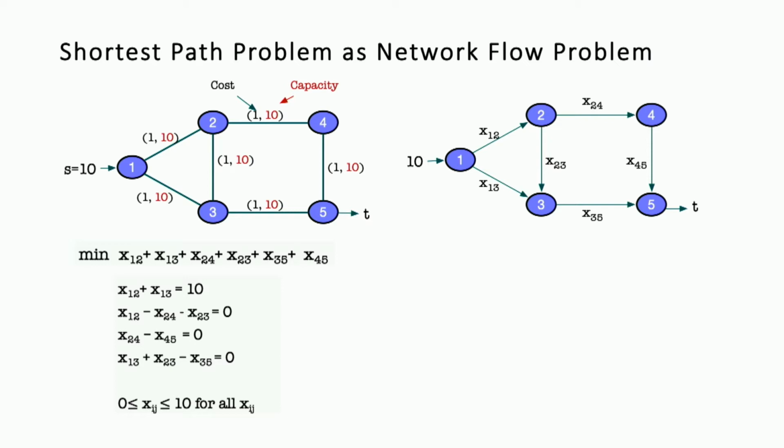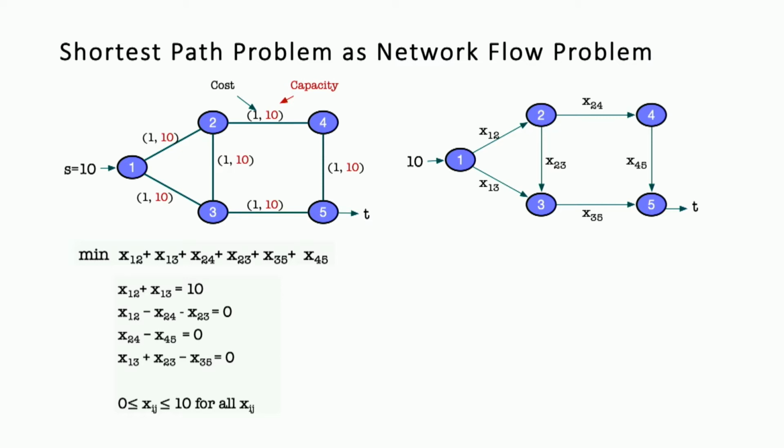The next one says that x12 minus x24 minus x23 is equal to 0. What it means is, if you look at the second node on the top, whatever capacity is coming in, x12, needs to be equal to x24 plus x23. Obviously, I have moved them to the left-hand side, so that's why the equation looks like that. Essentially, it's saying that x12 is equal to x24 plus x23. In the same way, the third one says x24 is equal to x45, which is the fourth node. And the last one is basically saying x13 plus x23 needs to be equal to x35.